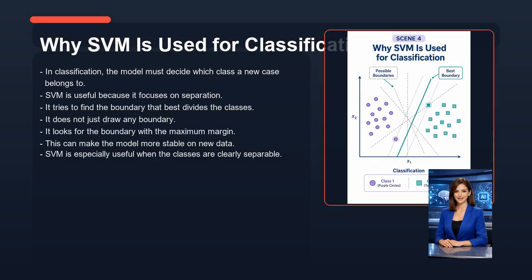Now let's look at why SVM is used for classification. In classification, the model must decide which class a new case belongs to. SVM is useful because it focuses on separation. It tries to find the boundary that best divides the classes. It does not just draw any boundary. It looks for the boundary with the maximum margin. This can make the model more stable on new data. SVM is especially useful when the classes are clearly separable.